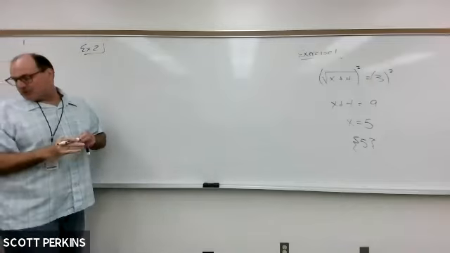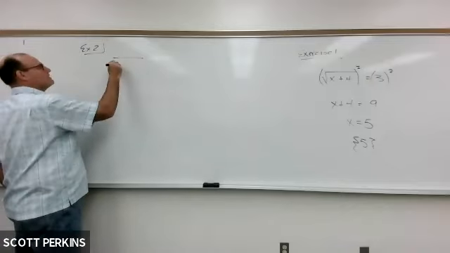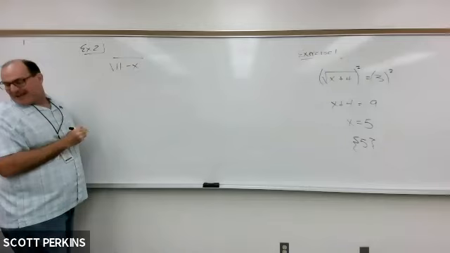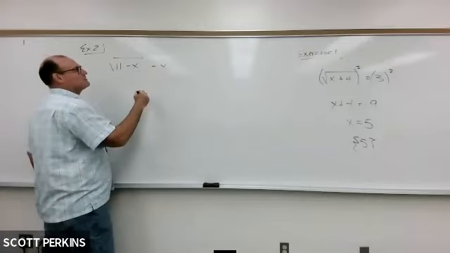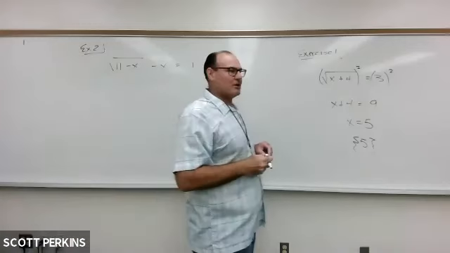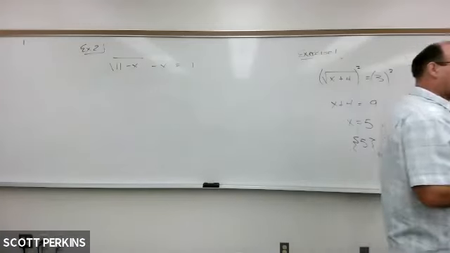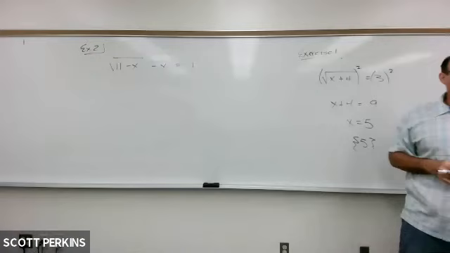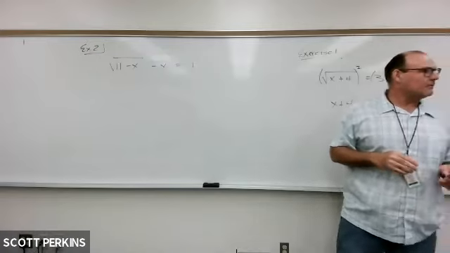So example 2 has this. I've got the square root of 11 minus x, and minus x outside the square root is equal to 1. And I want to know what the solution to this equation is. So we have a slight issue, not a big deal.